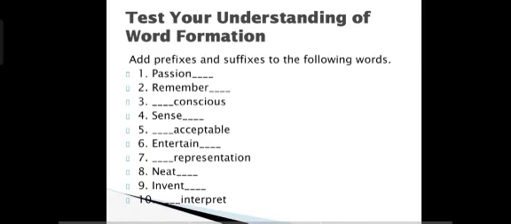Number one, add prefixes and suffixes to the following words. Passion. Now you can try. This is your turn. From the patterns, how are you changing one word to another? Passion, tell me what should be the answer. Remember, conscious, sense, acceptable, entertain, representation, need, invent, and interpret. Here I have given prefixes and suffixes also. Now let's go for the answers.